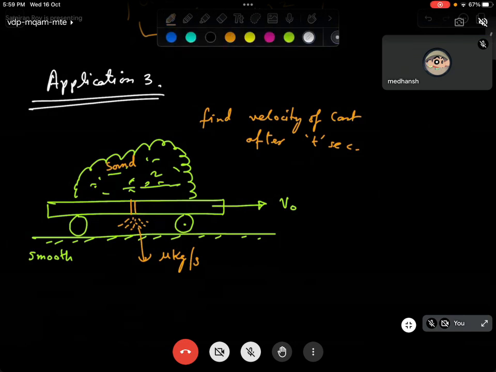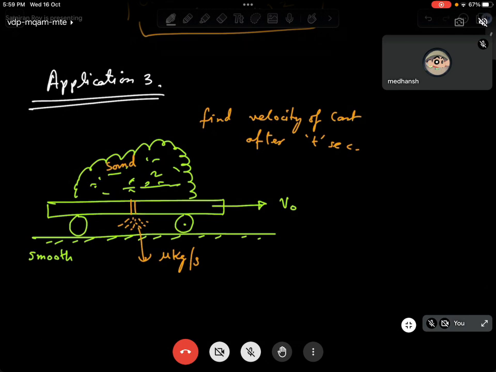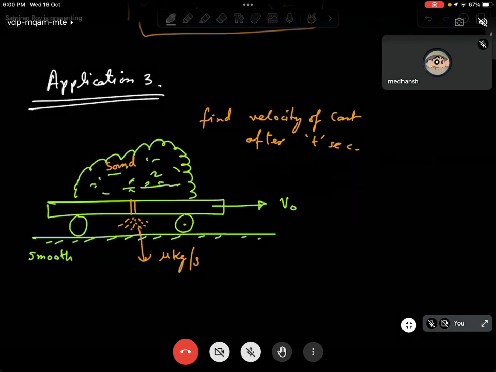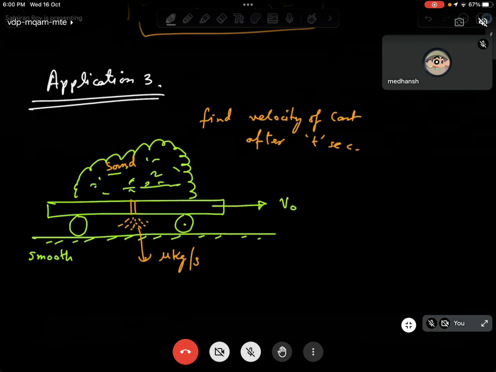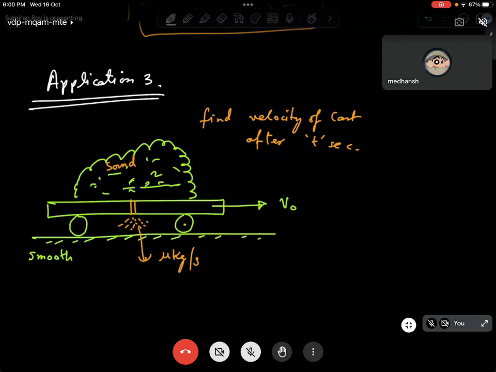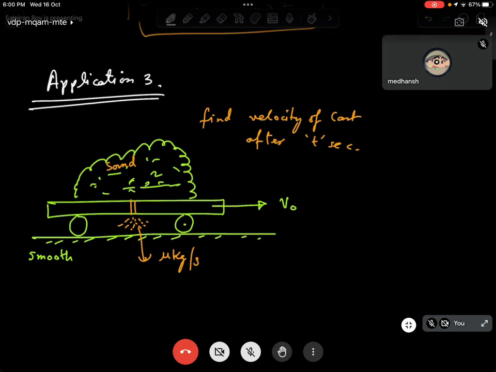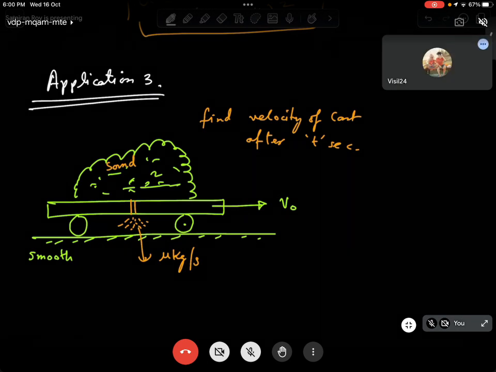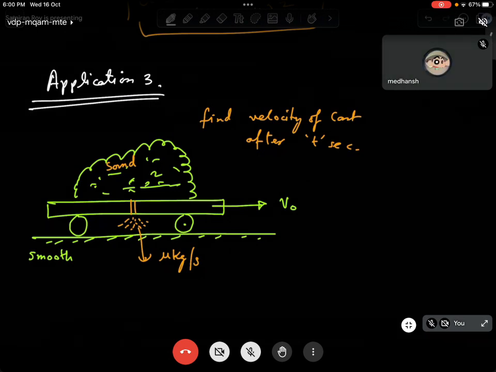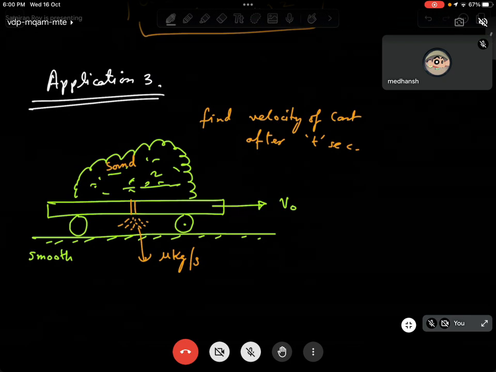You'll be shocked when I tell the answer. Same answer means whatever you got for the previous one, same only, but it will be minus mu t. Yeah, mass is being lost, that's fine. But the answer will be, after t time, velocity will be.